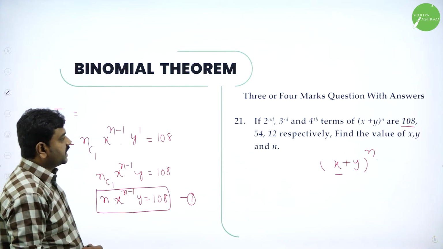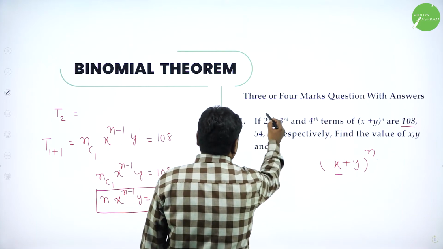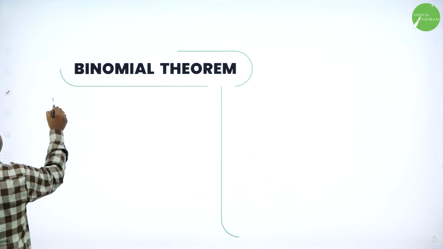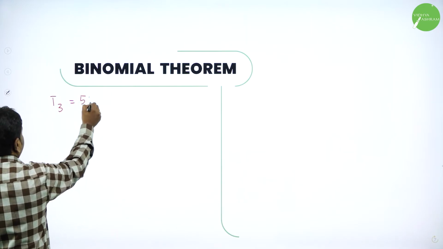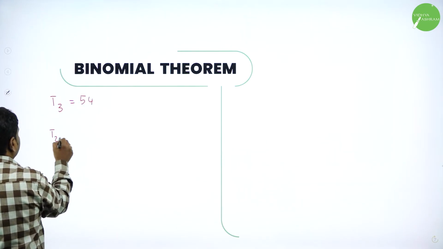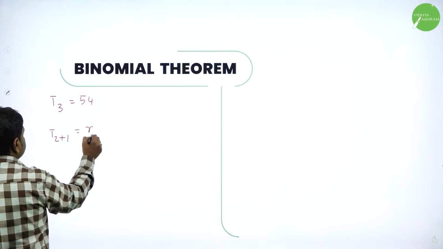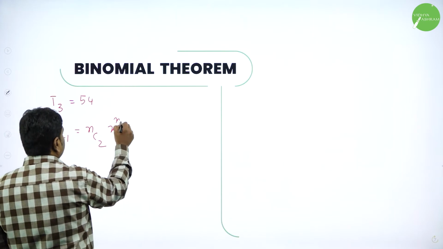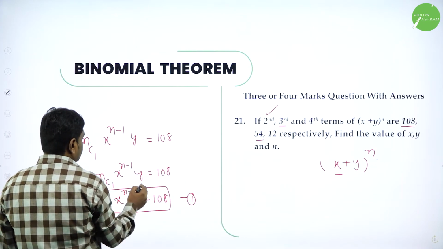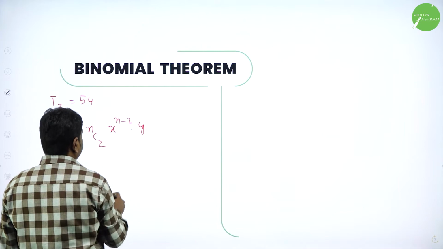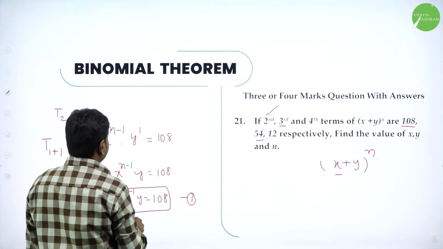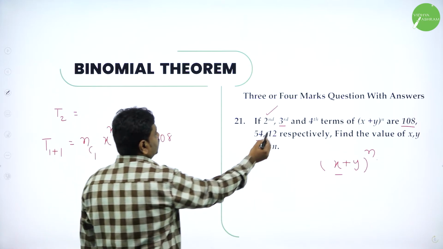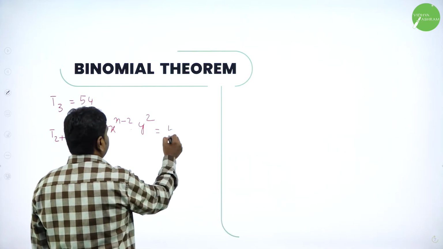Now they told third term is 54. Second term we did. T3 is 54. I can write T3 as what? T(2 plus 1), nCr, nC2, x power n minus r, n minus 2. What is a? Second term, y. y power r. R is 2, which is equal to how much they give? Third term value is 54. Equate it to 54. Simplify.